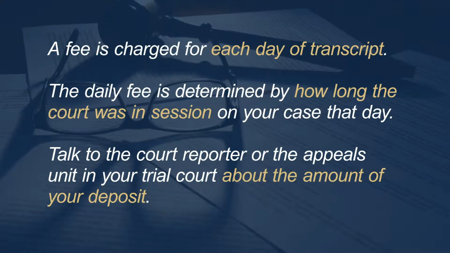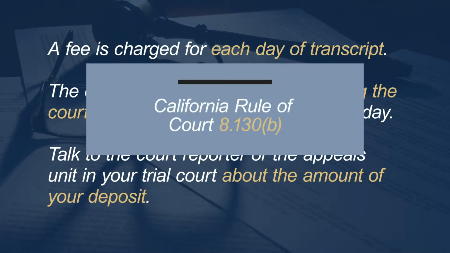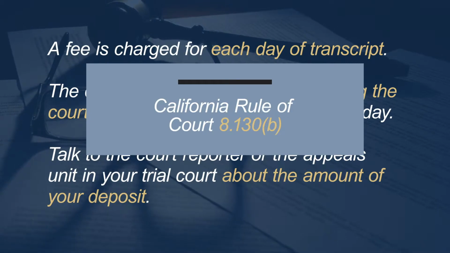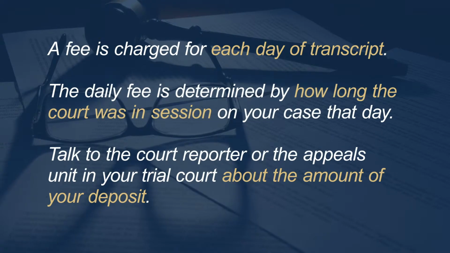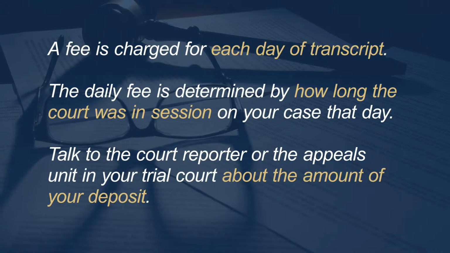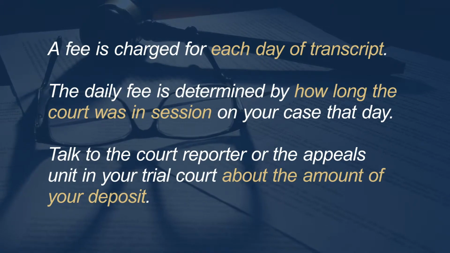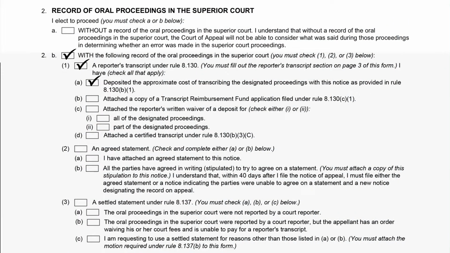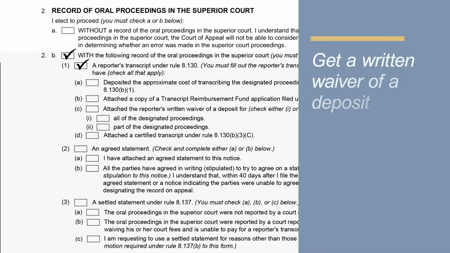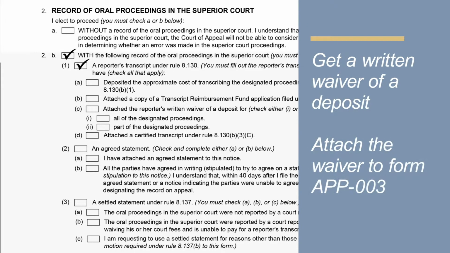You can find a list of deposit fees online in California Rule of Court 8.130B. The actual cost is often less than the deposit, so you usually get some of the money back. Sometimes a court reporter will waive the deposit if you promise to pay them directly. If the court reporter in your case will make that agreement, get a written waiver of a deposit and attach the waiver to Form APP-003. Then you can check subboxes C and 1 and not make a deposit to the court clerk.